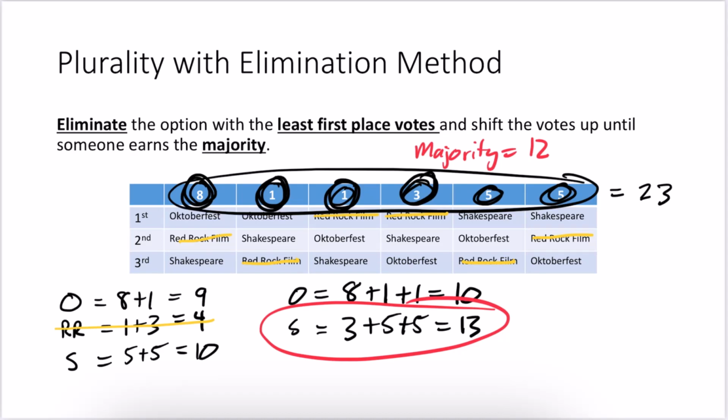So in this particular case, it didn't make a difference whether you did the plurality method or plurality with elimination, because the Shakespeare Festival would have won the plurality method because it has the most first choice votes. And once you eliminated the Red Rock Film Festival, it still had the majority as well. However, that won't always happen because sometimes when you redistribute the votes that went to the one that you eliminated, sometimes it will make it so that the other option will win instead. So that's how the plurality with elimination method works.